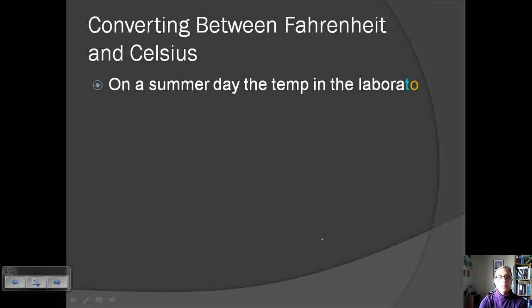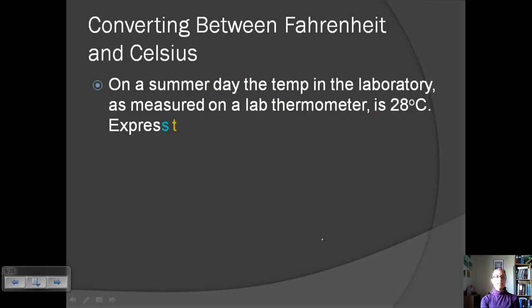Okay, let's look at a few examples of Fahrenheit to Celsius. And then, of course, the last one we have not looked at yet is Fahrenheit to Kelvin. Okay, so on a summer day, the temperature in the laboratory as measured on a lab thermometer is 28 Celsius. We want to express this in Fahrenheit.